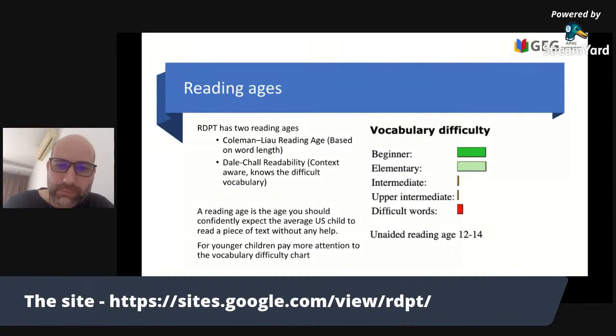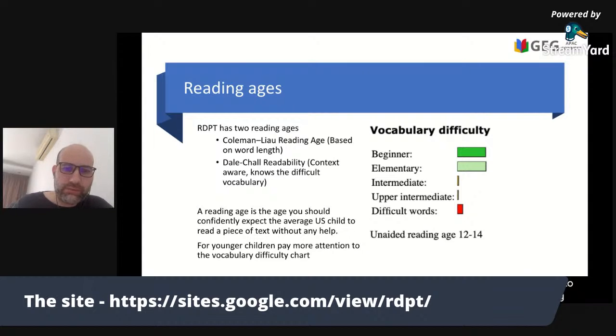And that's really where most of the programming went in, was to make those word lists and make it context aware. And that's why some people are quite shocked when they look at reading ages, but when they realize the amount of difficult words, they suddenly say, ah, yes, it's an unaided reading age. And that reading age is the age you should confidently expect the average US child to read a piece of text without any help. And it is based on those two pieces of research.